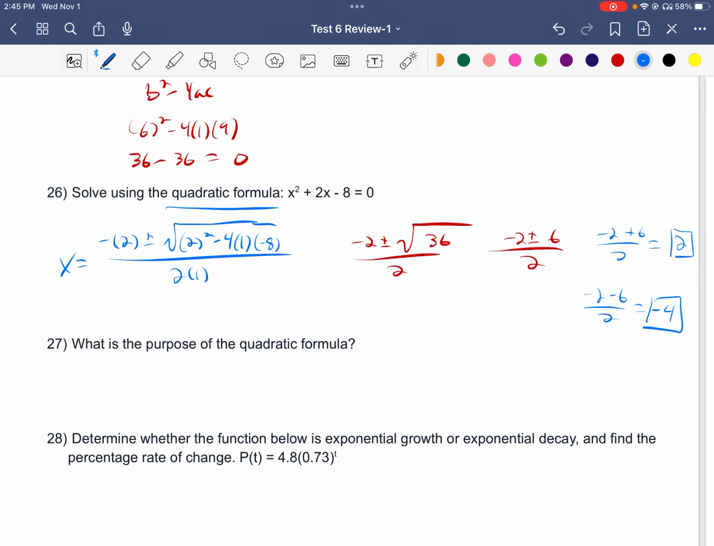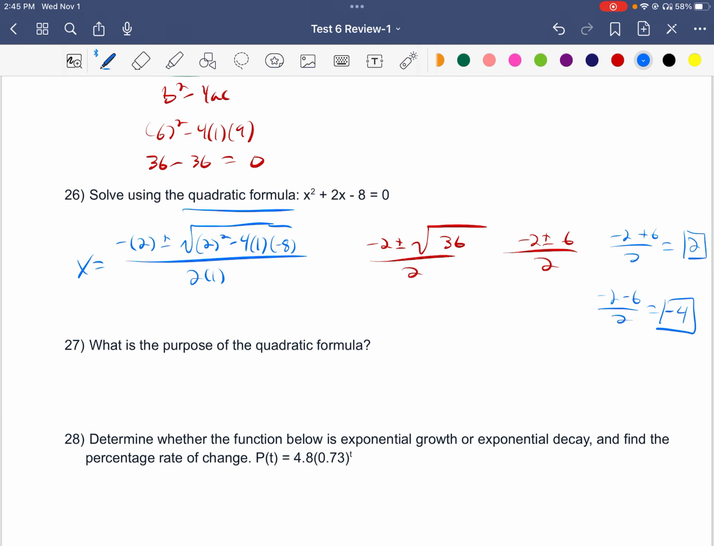What's the purpose of the quadratic formula? Tells us the x-intercepts, which are also known as the roots, the zeros, and the solutions.